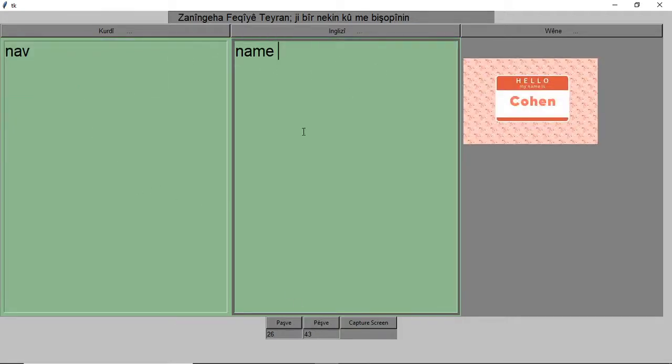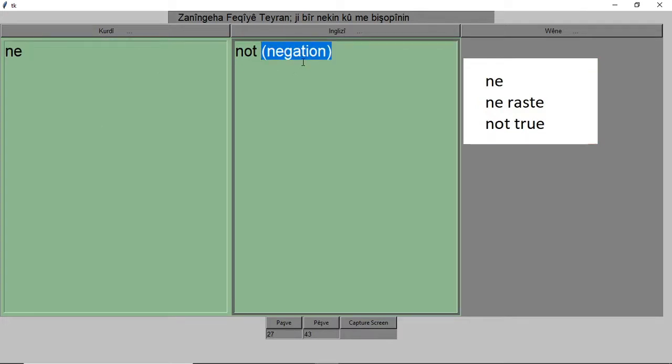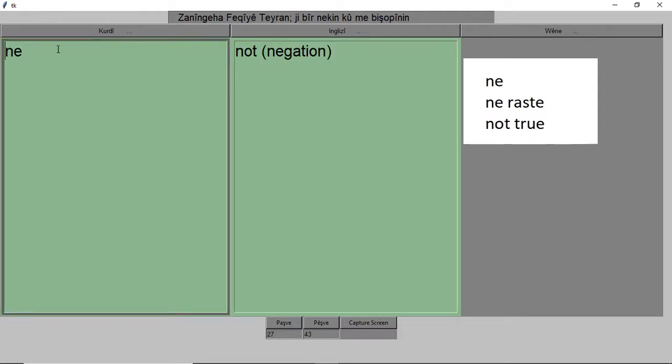Nav, name. So this is name. Okay, ne. Not negation. Narasta, not true. The ne. As I said, you can put ne, na in front of the verb, but sometimes you simply put it in front of the word, and it becomes like, for example, nerasta, it means not true. So not true, ne also becomes like that.